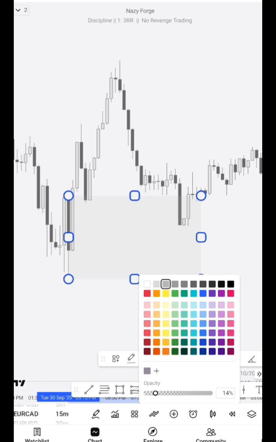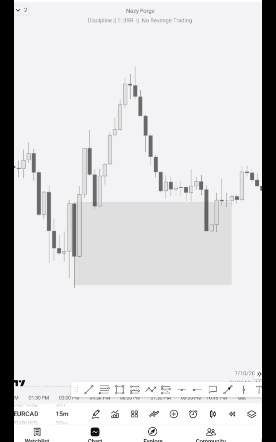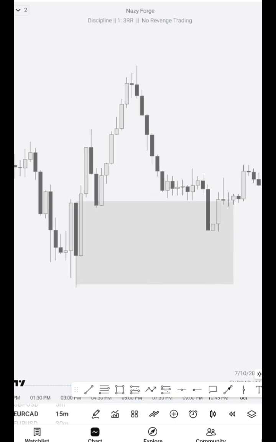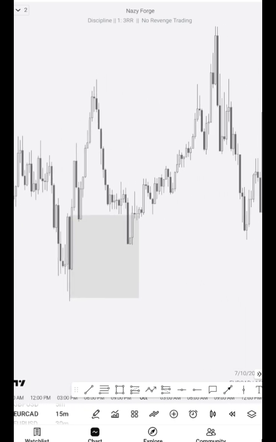Let me make this a bit darker so it looks clearer. So this is our order block. If you watch what happens after it was engulfed at this point, price went up, came down, went up, came down to tap into the order block, and bought massively up. Again, price came down to the same order block and bought again. This is to tell you how solid and very valid this order block is.